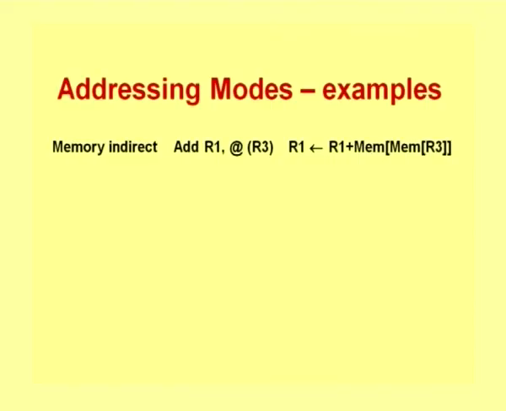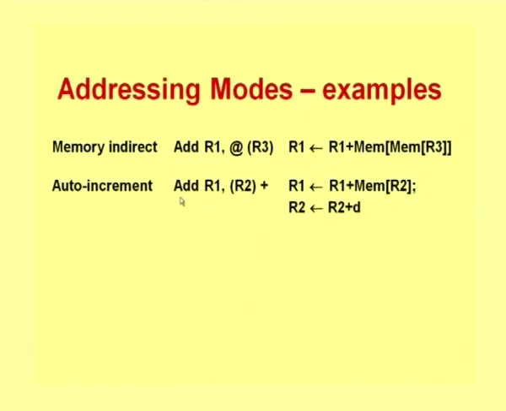Just take a look at a few examples and see if you are able to recollect how these addressing modes work. So, we have the memory indirect addressing: add R1 comma some address, let us say I have an at sign here to indicate that this is memory indirect addressing. And you specify the value R3 here. This should be register indirect addressing. So, we specify the contents of this location R3, and the memory value of that is taken, and then the data taken from that memory location is added to R1 and stored in R1.